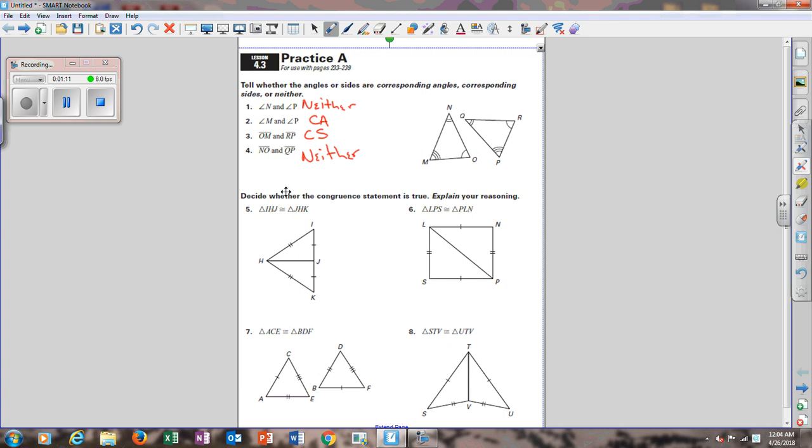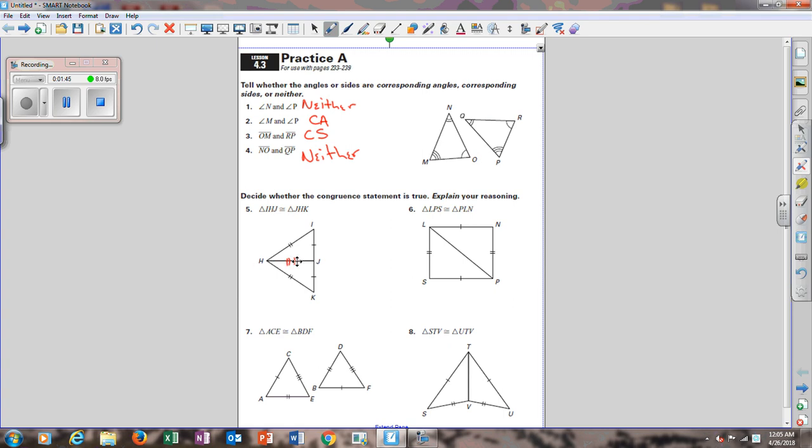Jerry. Decide whether the congruent statement is true. Explain your reasoning. So, how do you know that IHJ is congruent to JHK? So IH has the 2 little markings, so does HK. IJ has the 1 little marking, so does JK. Just kidding. The JK and IJ both got the 1. Then JH is the same as JH because of the reflexive property.